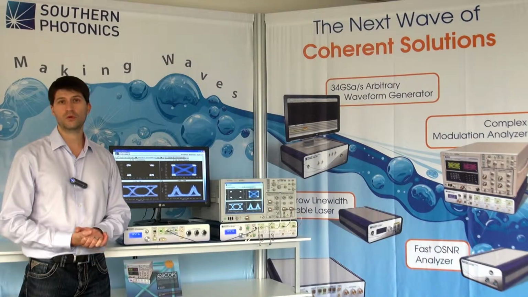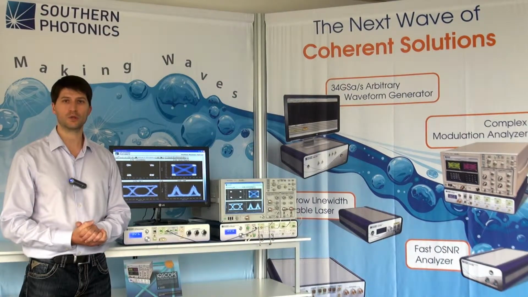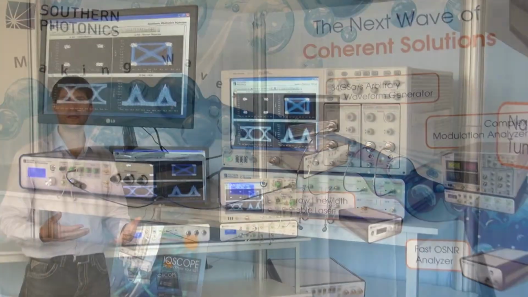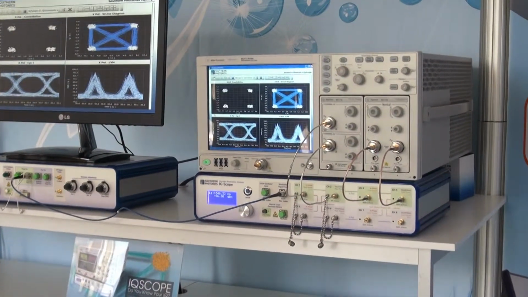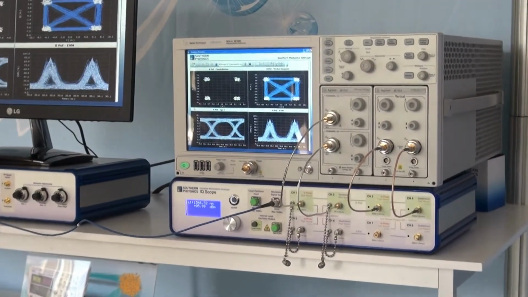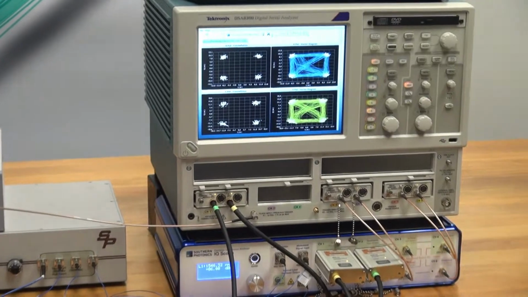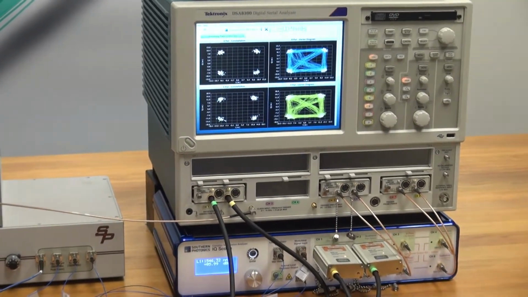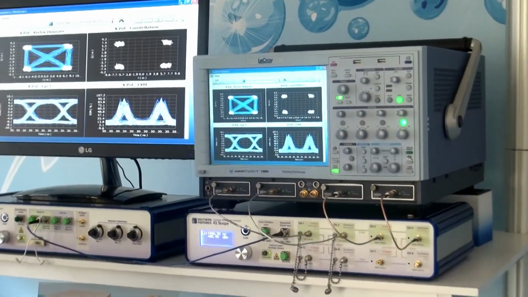So the IQScope works with three of the most popular equivalent time oscilloscopes. It works with the 86100 series of the Agilent oscilloscopes. It works with the 8300 series of the Tektronix oscilloscopes, as well as the Wave Expert from LaCroix.